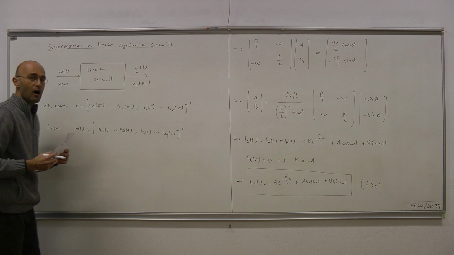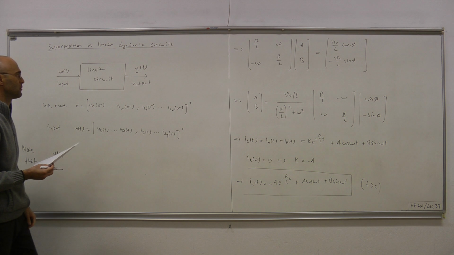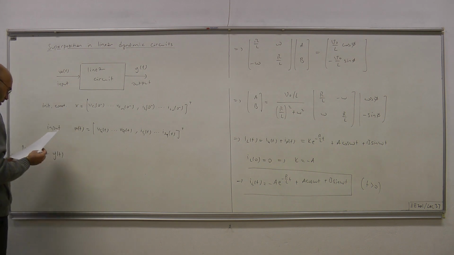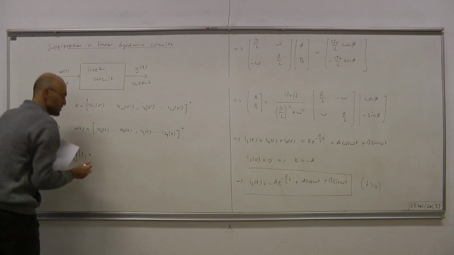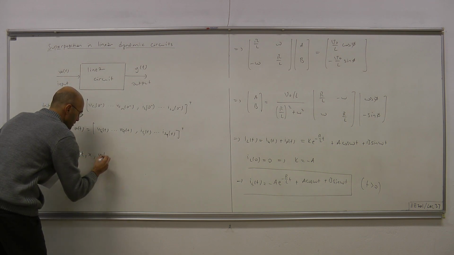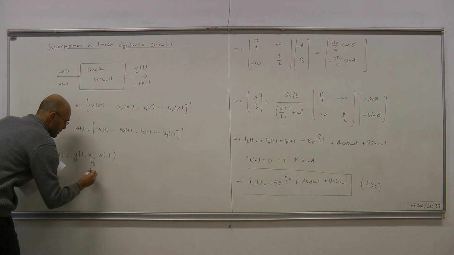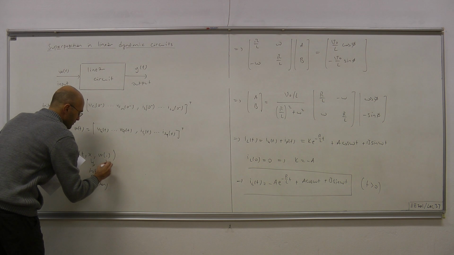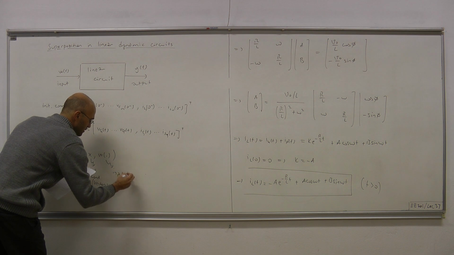Y of t is the output, and we now consider a scalar output, but you can also generalize that to a vector. But for simplicity, let's take the output to be scalar. Y of t equals y t. It is a function of x, the initial condition, which is a vector in general, and a function of the input signal, also in general a vector.